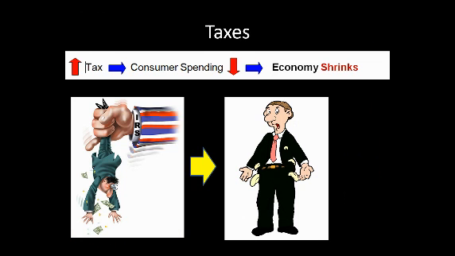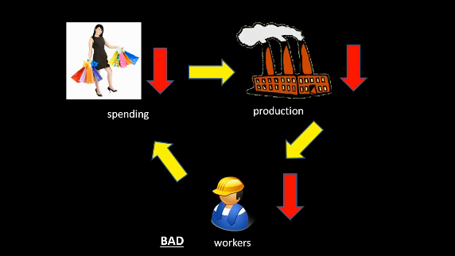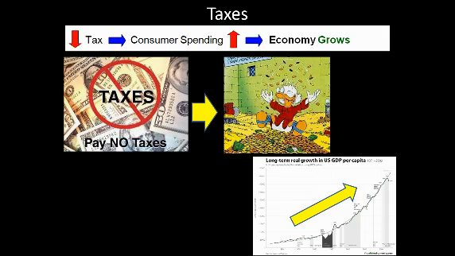Let's start with taxes. Very simple. If the government raises taxes, they're taxing you. You have less money or fewer dollars in your pocket. And with that being the case, you spend less, the economy shrinks. Taxes go up, economy shrinks. You spend less, production goes down, fewer workers, then we have even less spending. You know the cycle. What about the opposite?